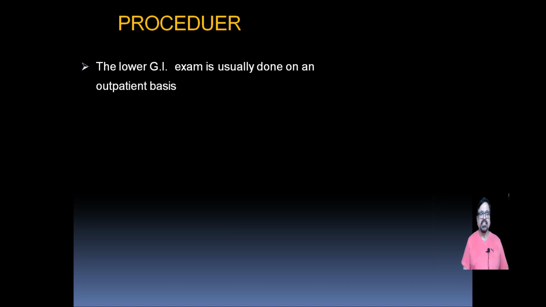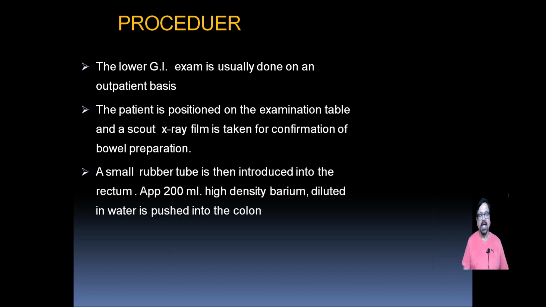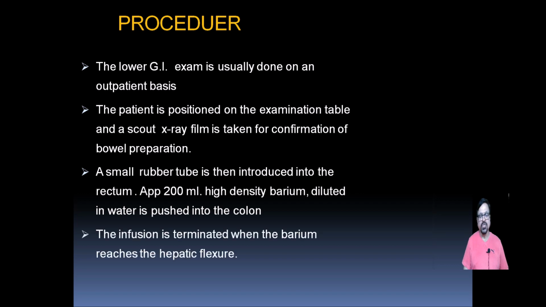Now the procedure. The lower GI examination is usually done on an outpatient basis. The patient is positioned on the table and a scout film is taken to confirm bowel preparation, and if not, the remedy as advised before is applied. Now a small rubber tube is introduced into the rectum and 200 ml of high density barium diluted in water is introduced. The infusion is terminated when the barium reaches the hepatic flexure. So till barium reaches the hepatic flexure, we keep on instilling the barium suspension.